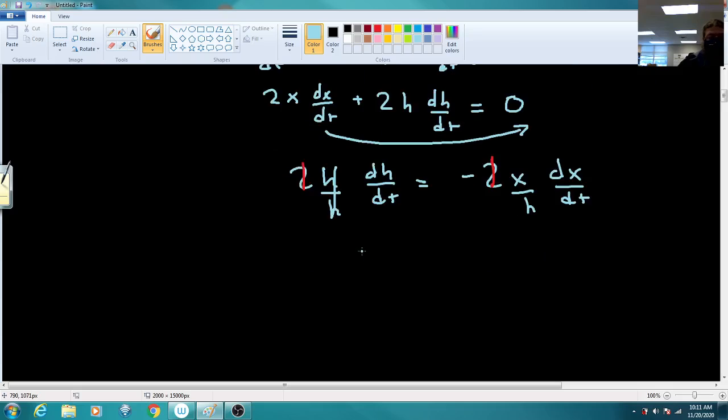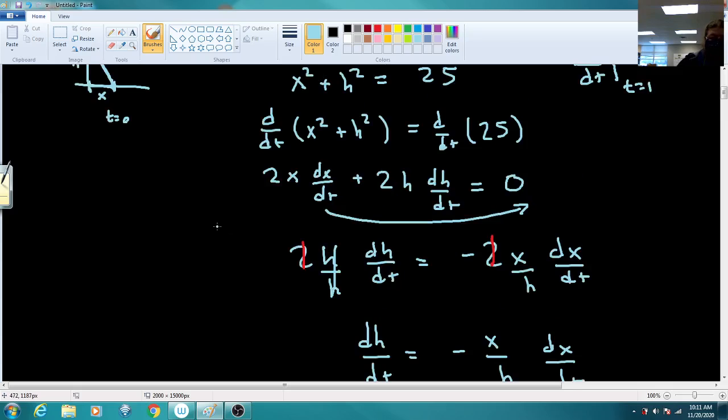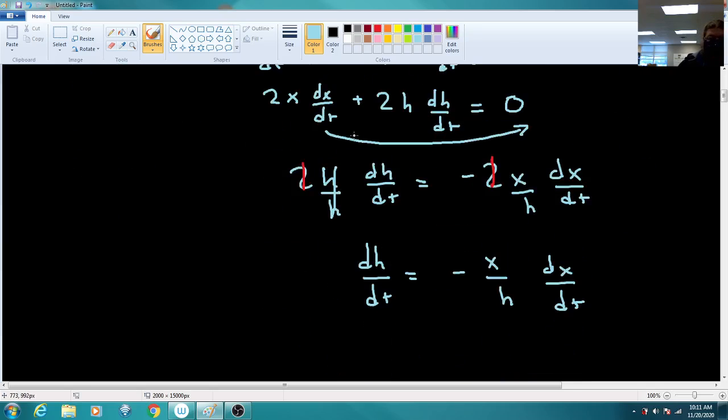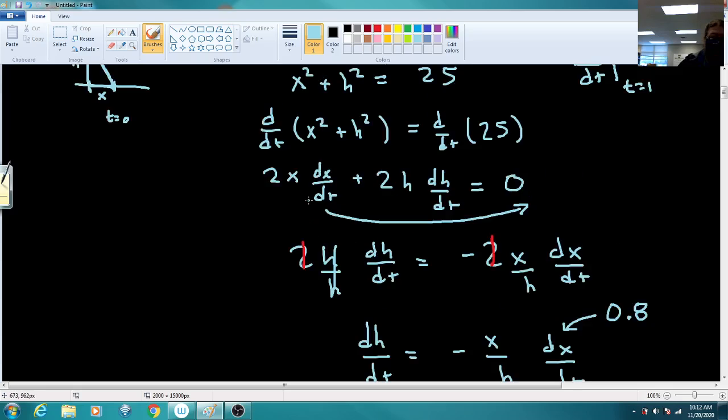And so what I'll get is dh/dt equals negative x over h times dx/dt. Okay, dx/dt, the problem told us that. That's the rate that x changes with respect to time. And it told us the ladder slides away from the bottom at a rate of 0.8 meters per second. So we know the dx/dt in this is going to be 0.8. The problem told us that that is the rate the ladder slides away.